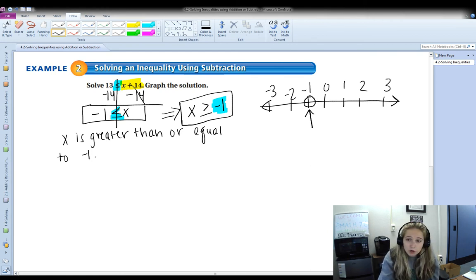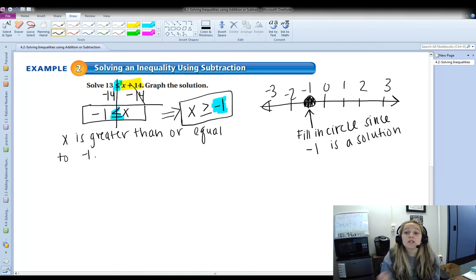Okay, I hope that you all said we should fill it in, okay? And the reason we should fill it in is because, so fill in circle, since negative 1 is a solution, okay? And what that means is negative 1 is part of the solution set because it says x has to be greater than or equal to negative 1. Notice that line underneath means or equal. So negative 1 could actually be a solution. Therefore, we fill in the circle.